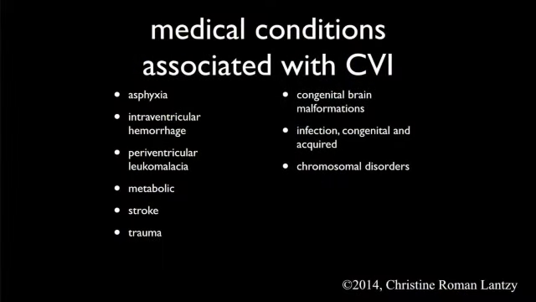What I'd like to concentrate on for this presentation is the unique medical conditions that are associated with CVI. This slide shows a list of many of those conditions, which include asphyxia, intraventricular hemorrhage, periventricular leukomalacia or PVL, metabolic disorders, stroke, congenital brain malformations, infections, chromosomal disorders, or possibly trauma. We'll talk just a little bit about each of those conditions.